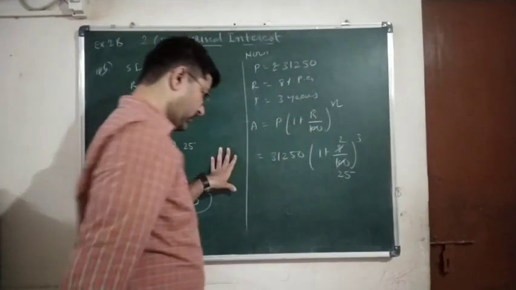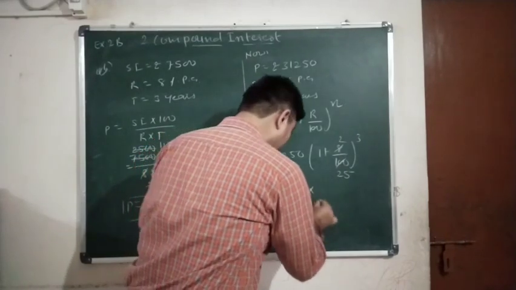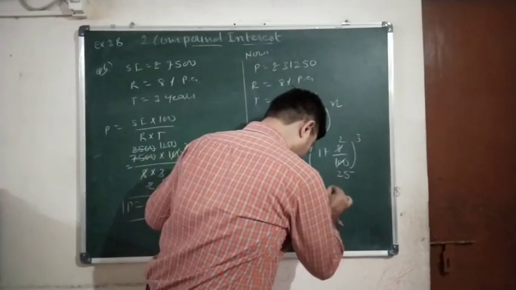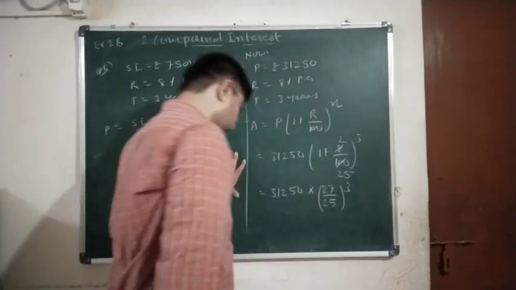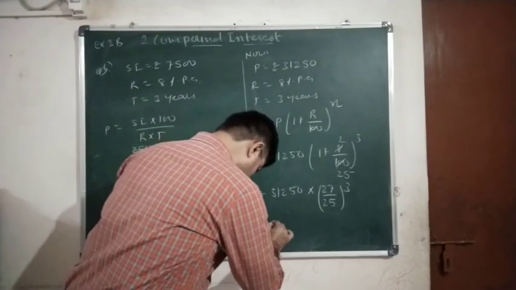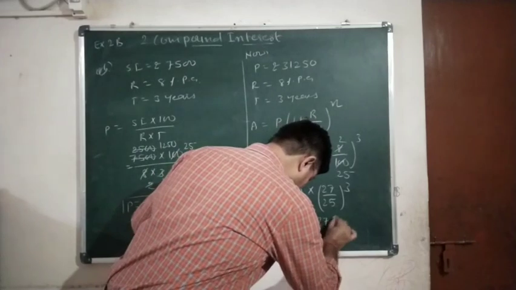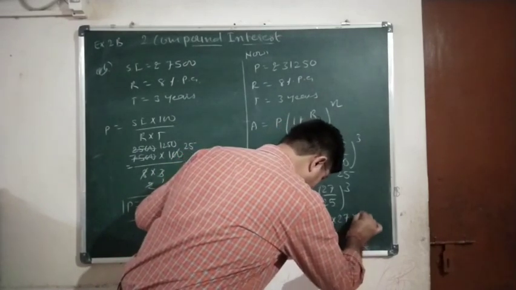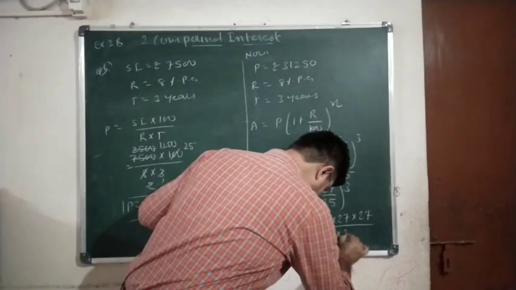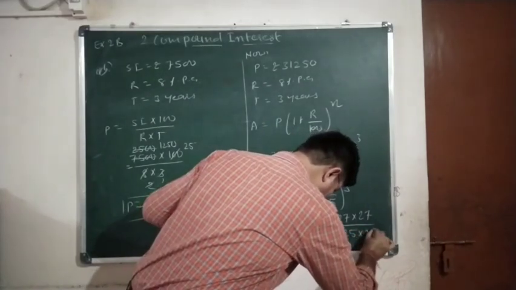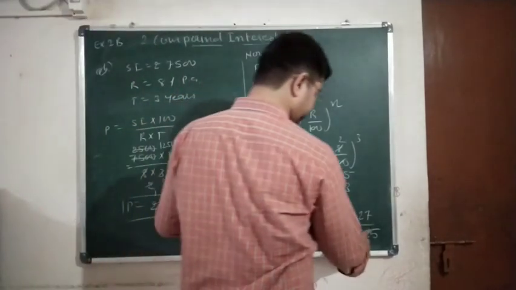4 2s are 4, 25s are. So 31250, 25 plus 2, 27 upon 25 the whole cube, which is equal to 31250 into 27 upon 25 into 25 into 25. Now let us reduce.